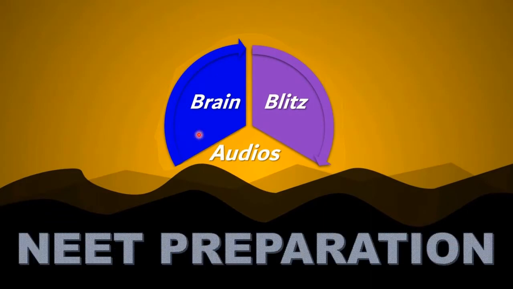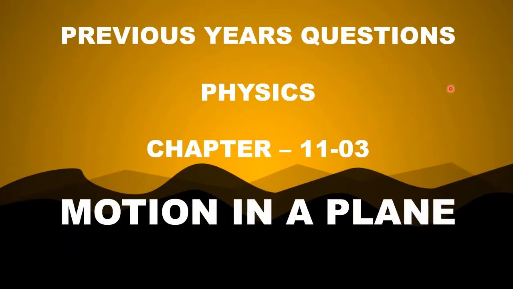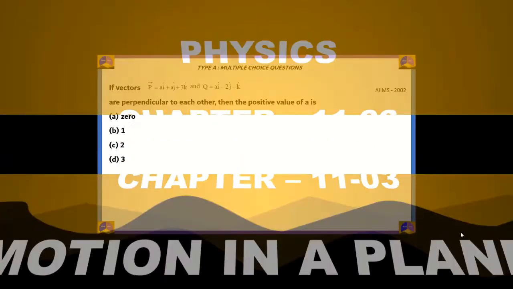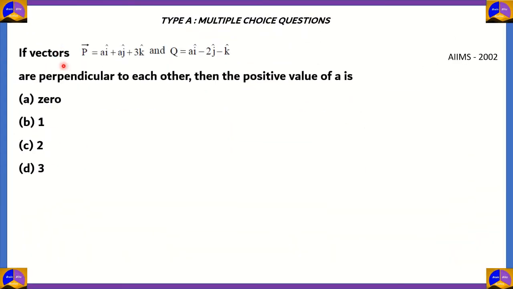Today, in this episode of NEET Preparation, we'll be looking at previous year questions of physics in medical entrance examinations in India. Today we're dealing with the chapter Motion in a Plane. This is the third chapter in the grade 11 syllabus for physics in CBSE. There are a lot of questions from this chapter, and today we're going to be looking at some of them. Here's the first question of this episode.